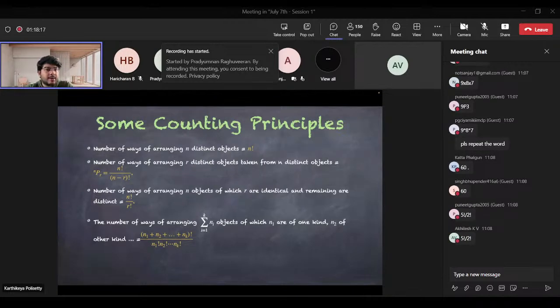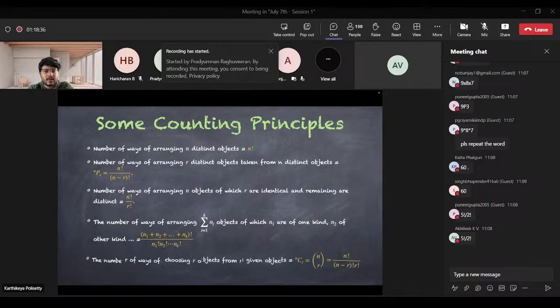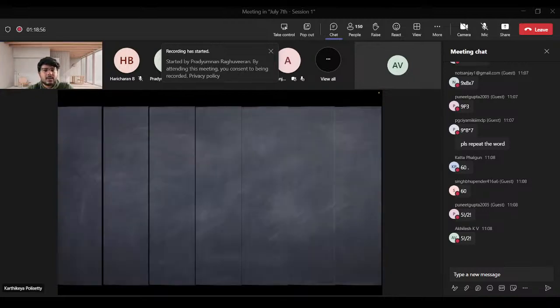So similarly, the number of ways of arranging n1 plus n2 and so on plus nk objects, of which n1 are of one kind, n2 are of other kind, and so on, will be (n1 plus n2 plus and so on nk) factorial by n1 factorial into n2 factorial and so on nk factorial. Yes. The number of ways of choosing r objects from n given objects is nCr, which is equal to n factorial by (n minus r) factorial into r factorial. So is this clear till now?